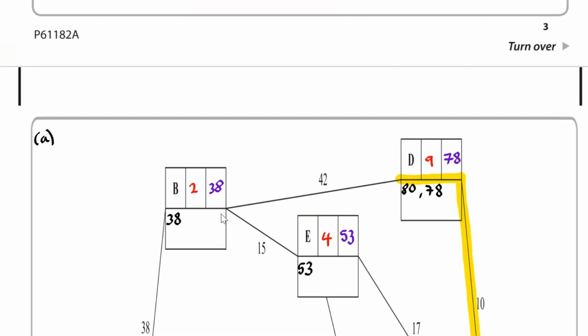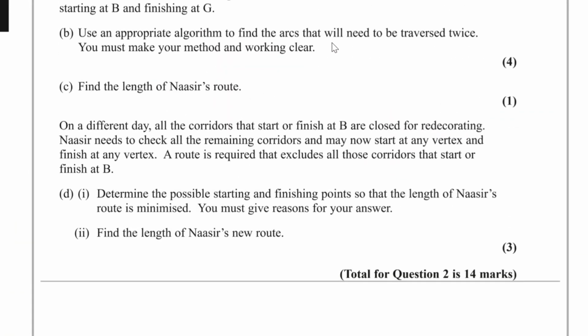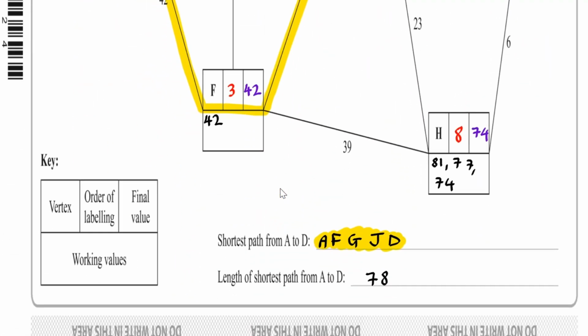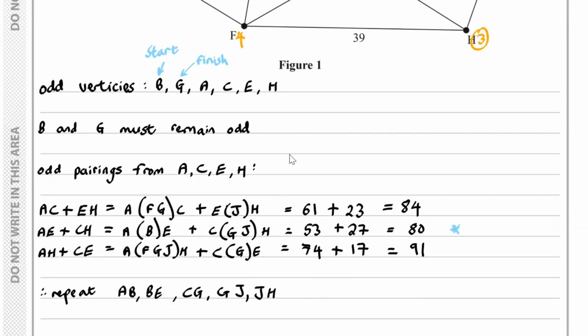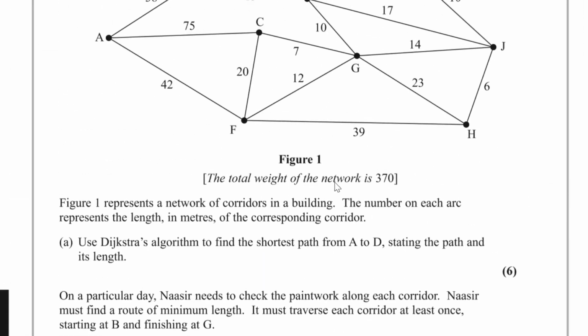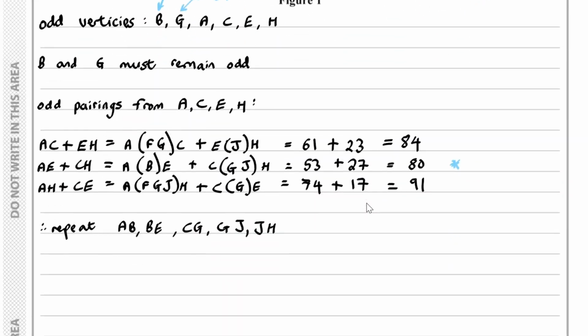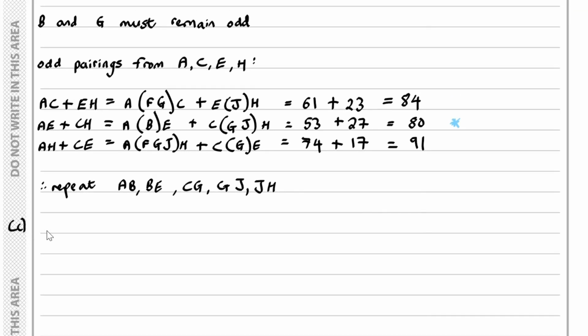So those are the arcs which need to be traversed twice, if you go back to the question. And now for part C, we have to find the length of NASA's route. The length of his route, well, we have the 370, which is, if you go back, the weight of the total network. So for part C, the length of the route would be the 370 plus this 80, which is 450 meters. Okay.